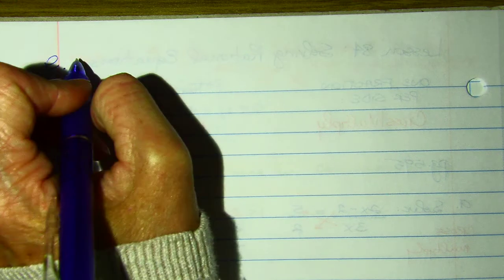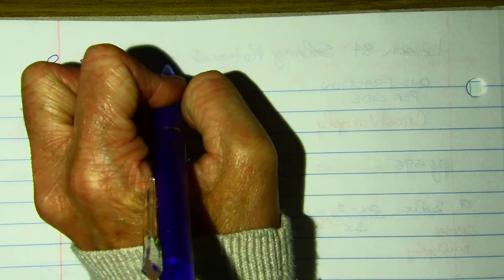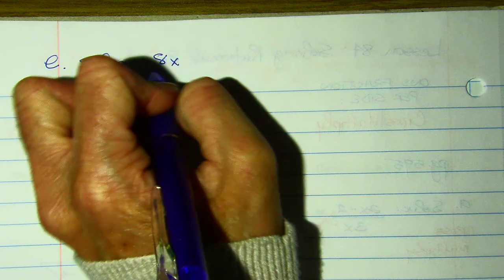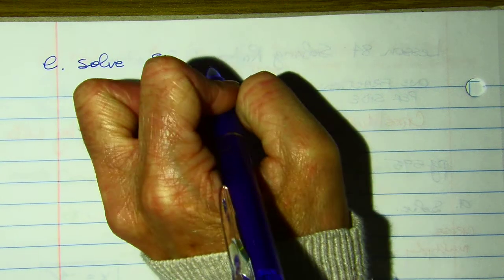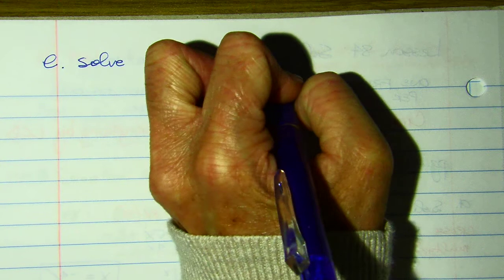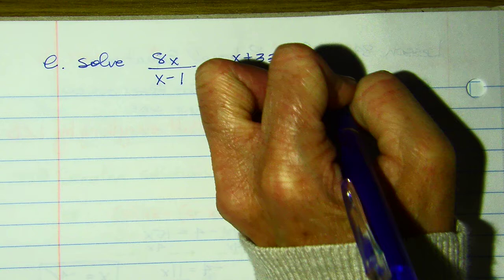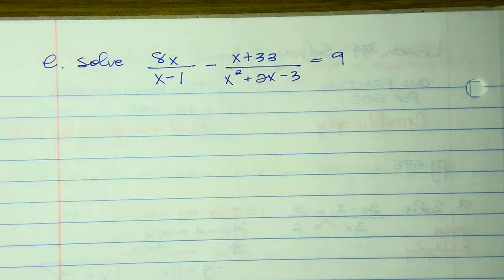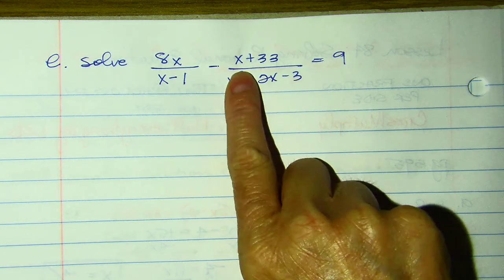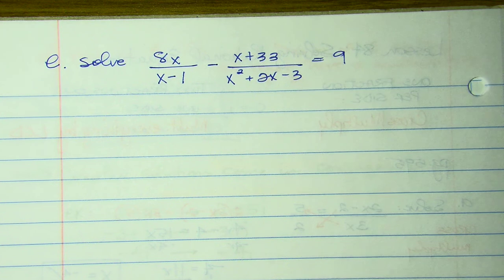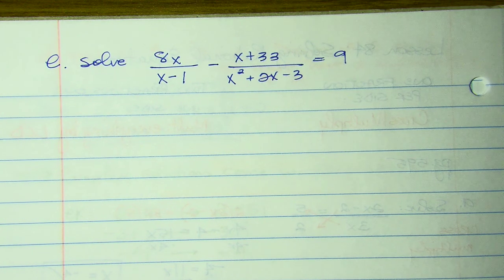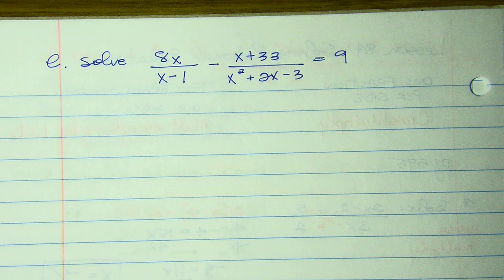So part E, we are going to solve 8x over x minus 1 minus x plus 33 over x squared plus 2x minus 3 equals 9. So, again, I cannot cross multiply because I have more than one fraction on the left. And even if I move this over, I still have two items on the right.